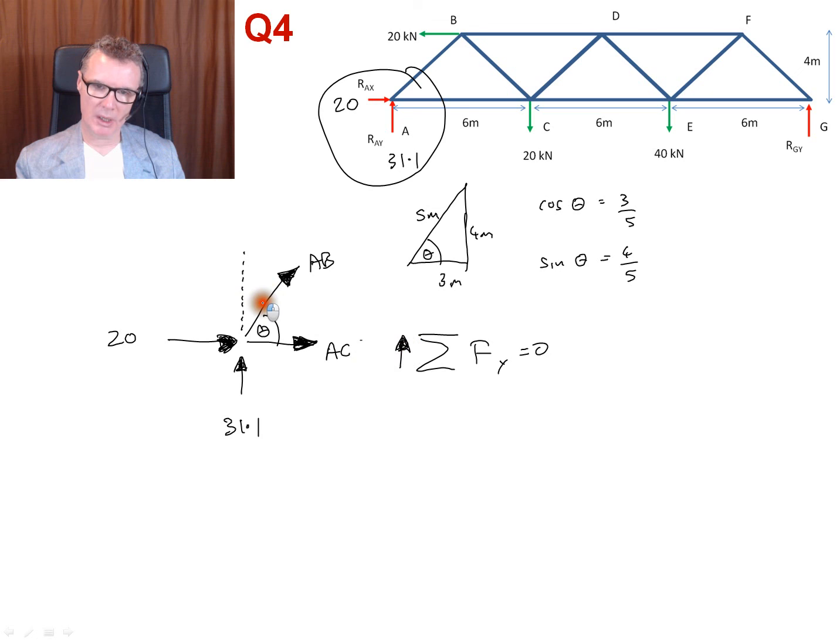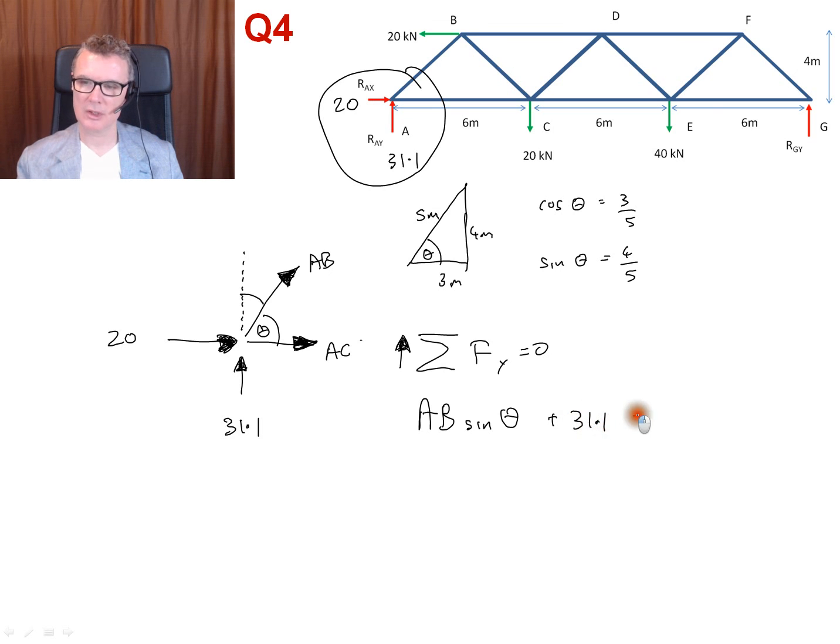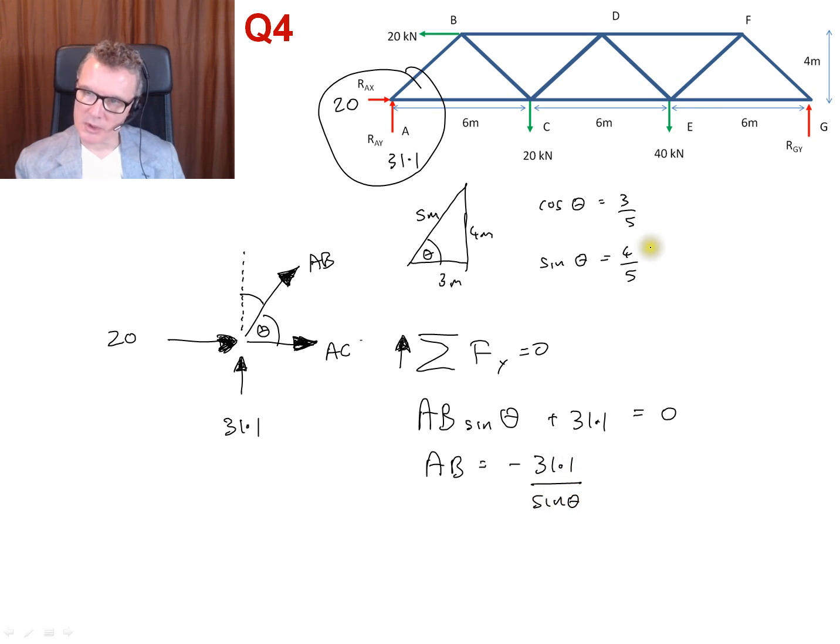And so AB is not swinging through theta, so AB has to be contributing a sine theta. So that's going upwards. 31.1 is going straight upwards. So my AB is going to be, sign's very important here, minus 31.1 divided by sine theta. What is sine theta? Well, I don't need to put that into my calculator. I know that sine theta is 4 divided by 5. So minus 31 divided by 4 divided by 5.